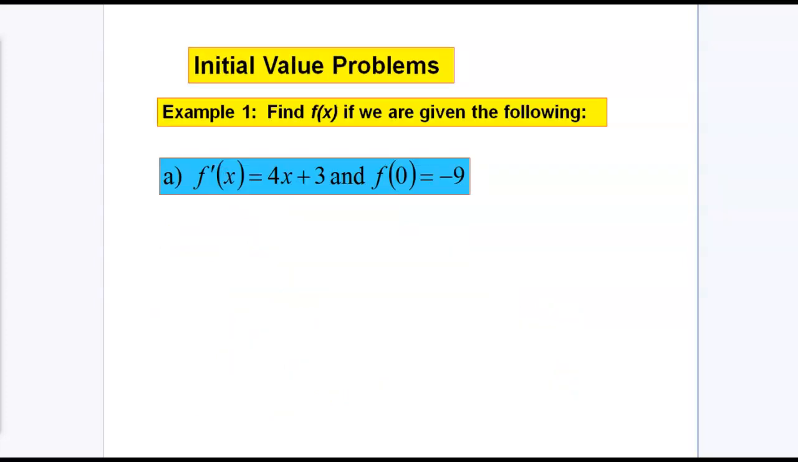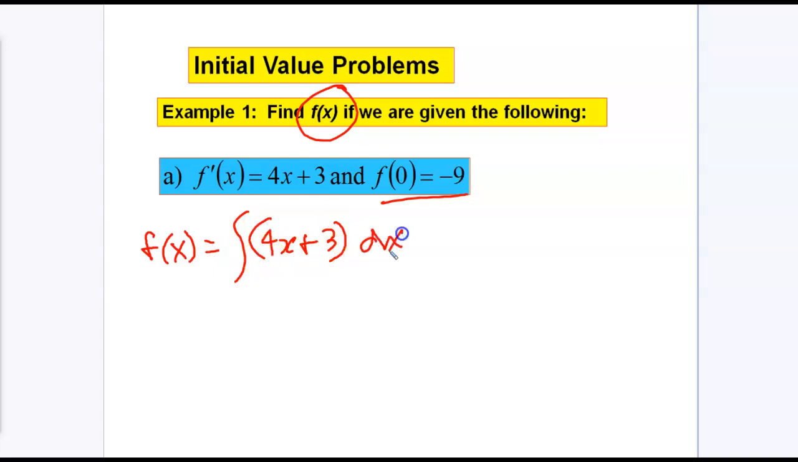And this would be my final answer. Okay, initial value problems are ones where they give you a certain value of the function, and we can use this to help us find c, as we'll see in this example. So we're asked to find f of x, and we're given f prime. So to find f of x, we're going to have to integrate f prime with respect to x. So the integral of 4x is going to be 2x squared. Integral of 3 is 3x plus a constant.